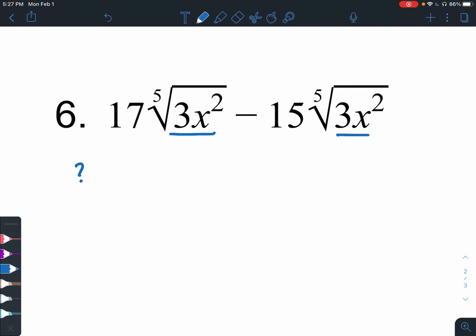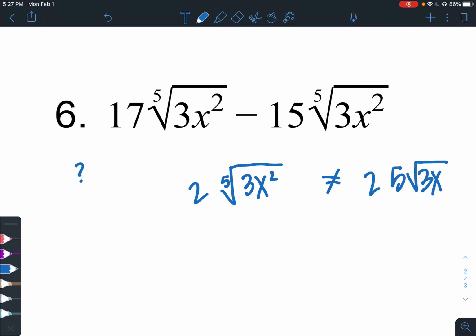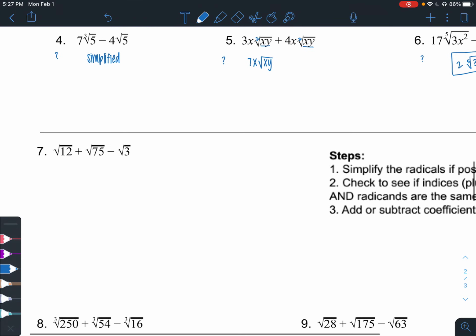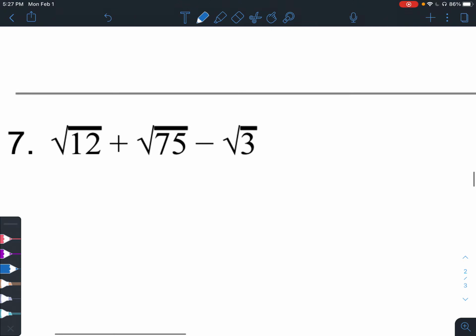What about 6? Same radicand, same index. So then I'm going to do 17 minus 15 to get 2 fifth root of 3x squared. Make sure you make those really small because this means something different than this. This is not the same thing. This right here is our final answer. So make sure those indexes are really small.